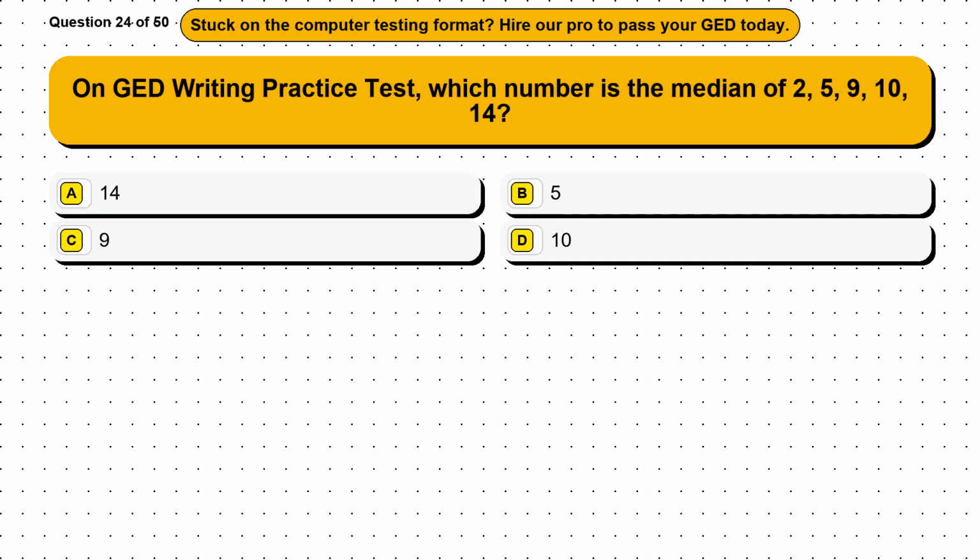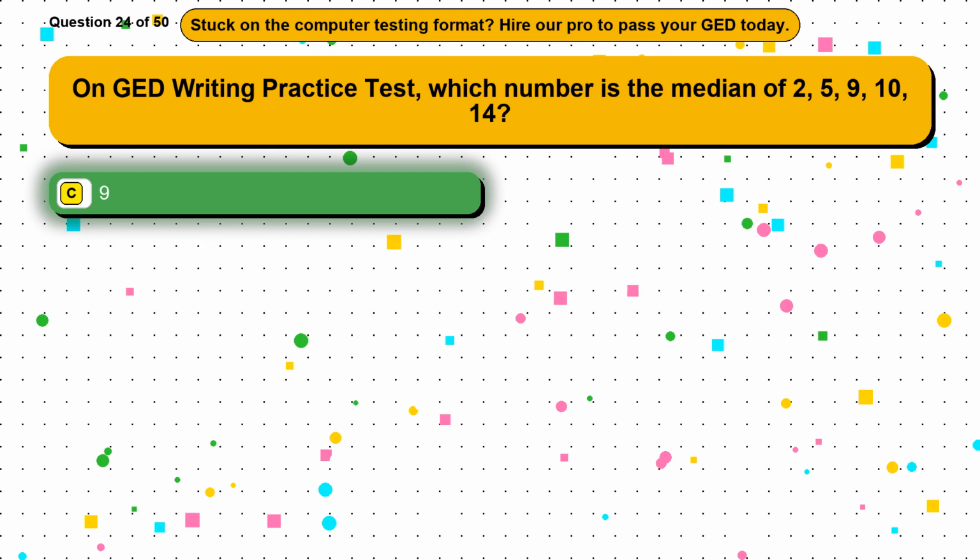Question 24. On GED Writing Practice Test, which number is the median of 2, 5, 9, 10, 14? Option A, 14. Option B, 5. Option C, 9. Option D, 10. The correct answer is option C, 9.